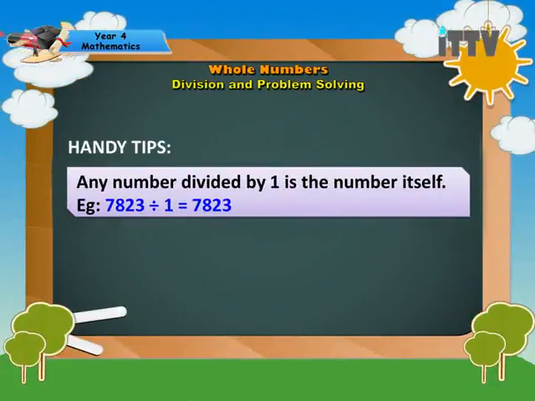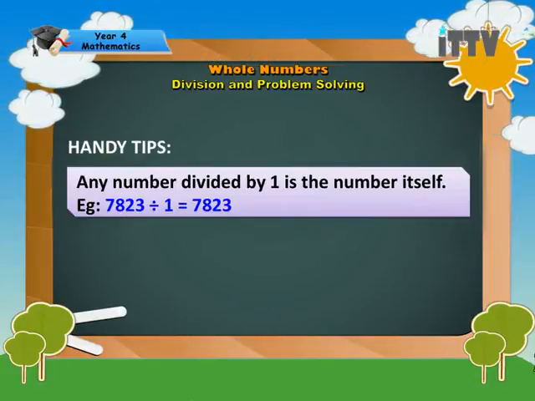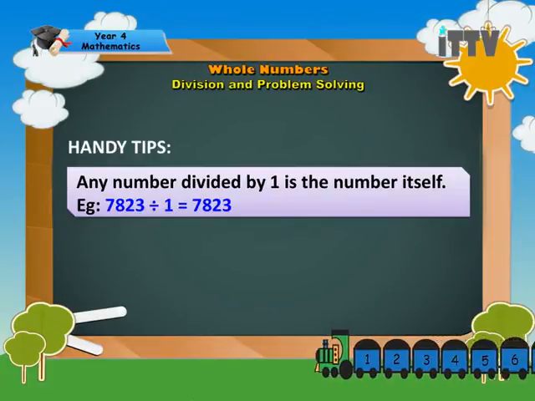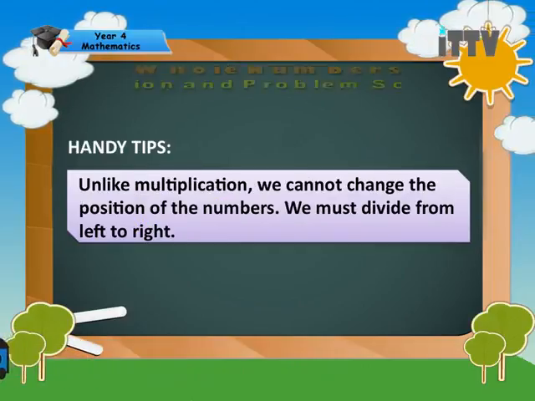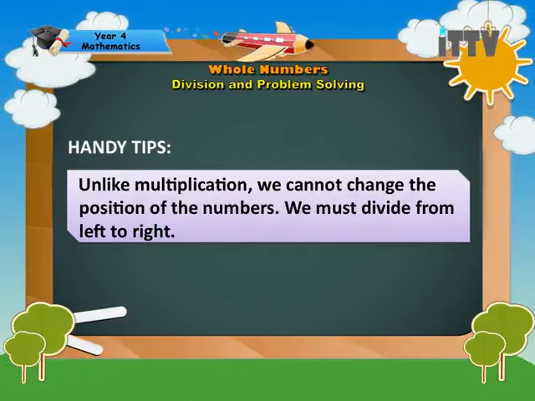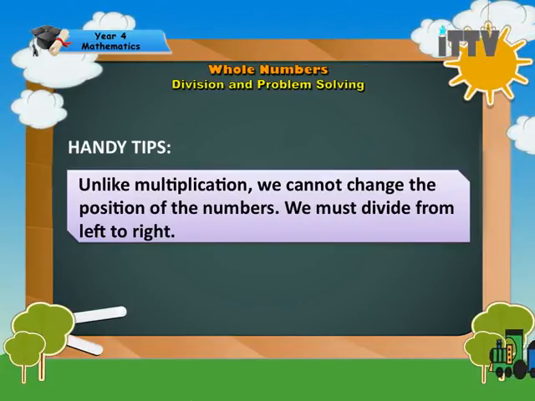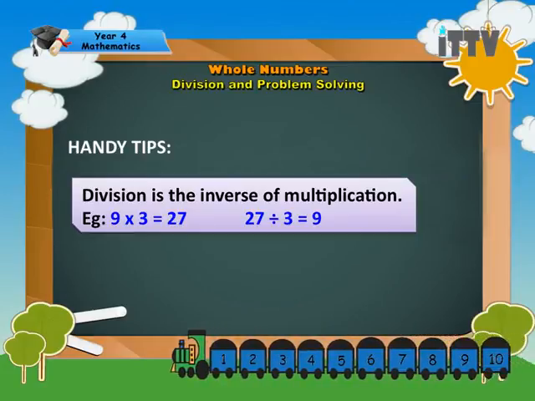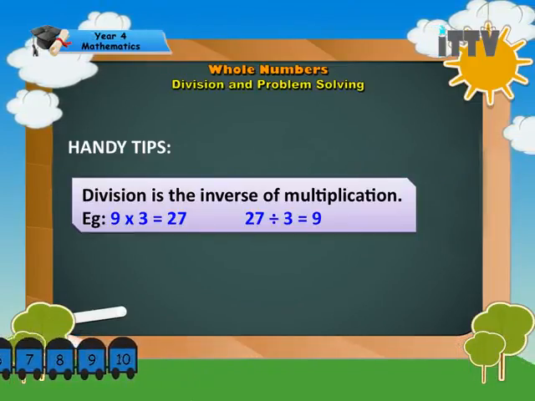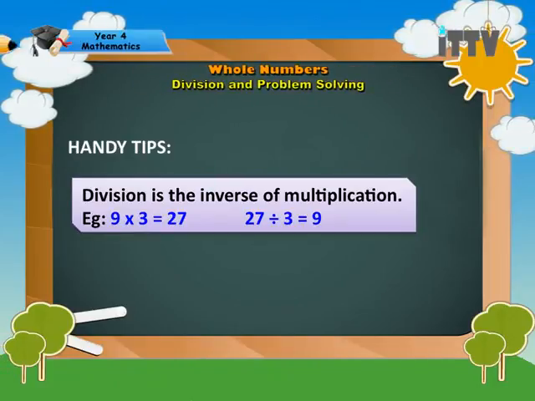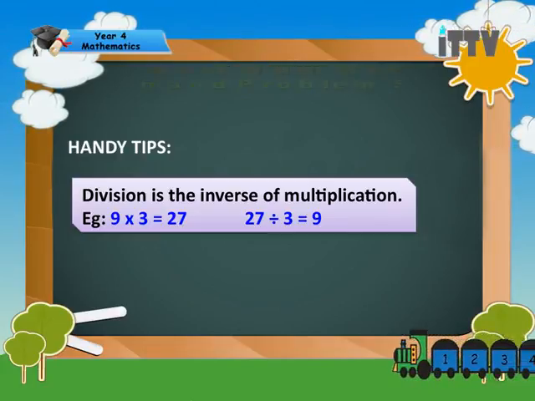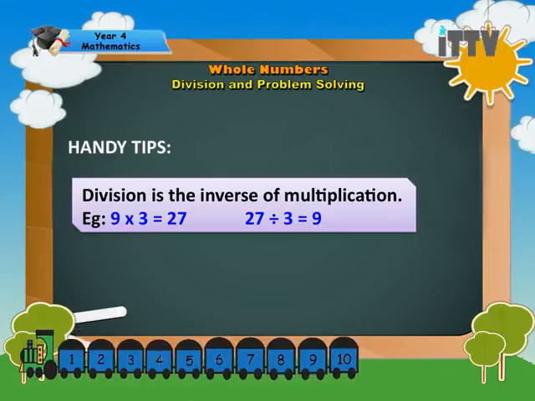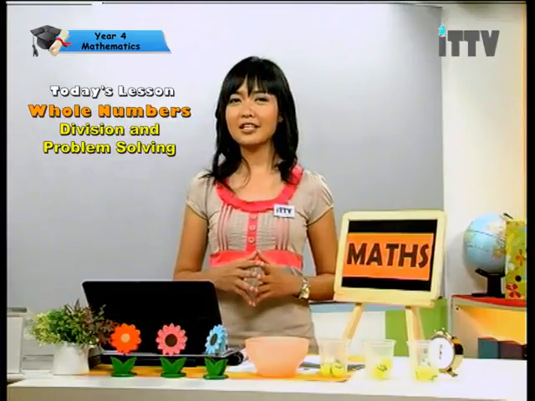Any number divided by 1 is the number itself. For example, 7,823 divided by 1 is the same number itself, 7,823. Here's another tip. Unlike multiplication, we cannot change the position of the numbers. We must divide from left to right. And the third one, remember that division is the inverse operation of multiplication. For example, if you have 9 times 3 equals 27, 27 divided by 3 equals 9. This tip will help you a great deal when we solve the questions later.